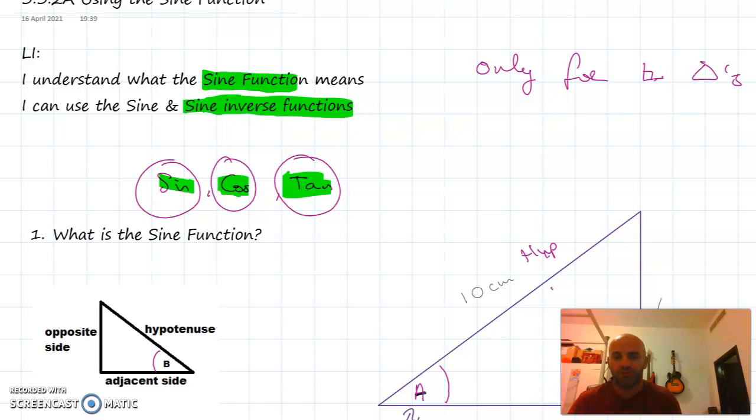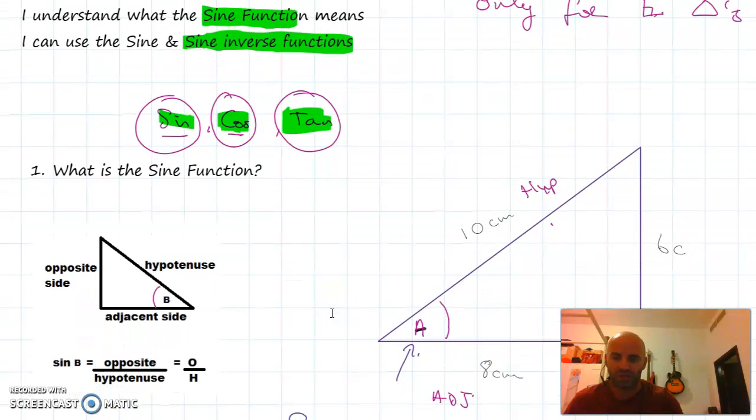Now, later on in your career, you may come across the sine rule and the cosine rule, and those ones will work for any kind of triangle, but in its most basic form, when it's given here, it will only work for a right angle triangle.